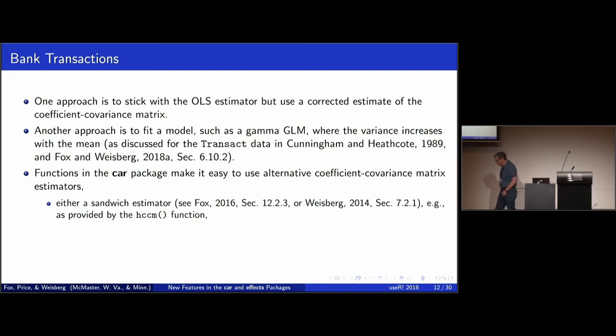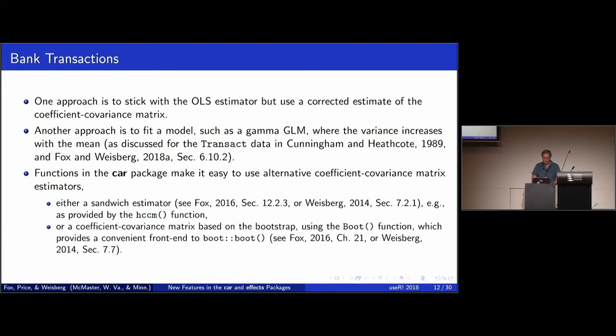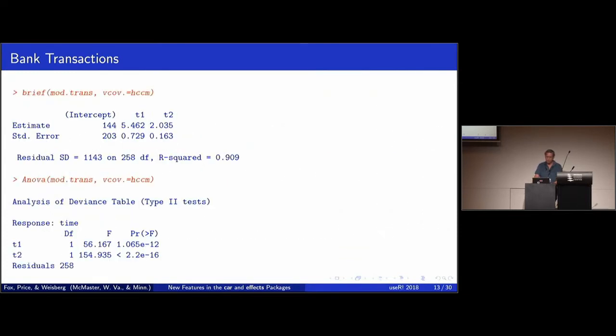And in the car package, we make it easy to use alternative coefficient covariance matrix estimators, for example, sandwich estimators or an estimator based on the bootstrap. We can simply plug these in. So here, for example, are the standard errors that we would get with the brief function applied to the linear model, calculating the coefficient variance-covariance matrix with the sandwich estimator provided by the hccm function in the car package. But you could equally easily use a function in the sandwich package here as well.